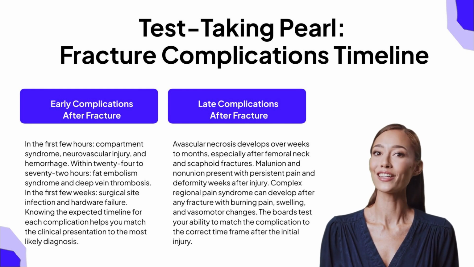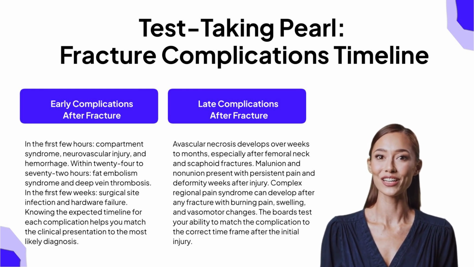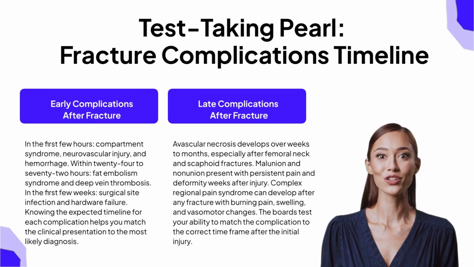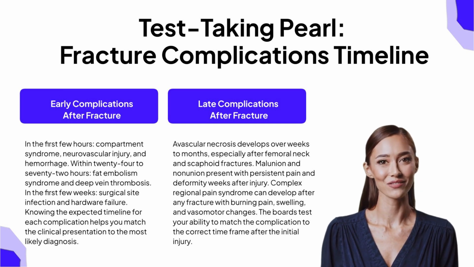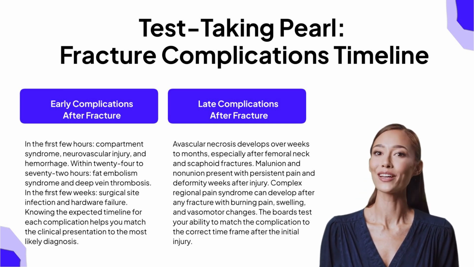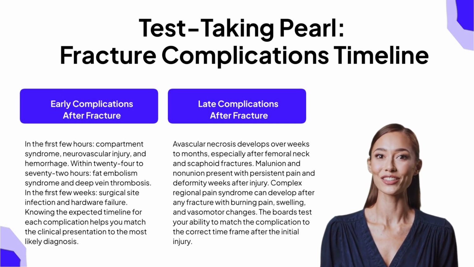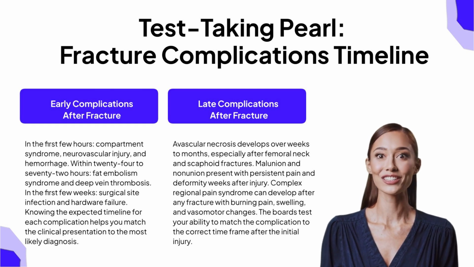For late complications developing over weeks to months, think avascular necrosis, especially after femoral neck and scaphoid fractures. Malunion and non-union present with persistent pain and deformity. Complex regional pain syndrome can develop after any fracture with burning pain, swelling, and vasomotor changes. When you see a board question about a fracture complication, the timing in the question stem is often the single biggest clue to the correct answer. Train yourself to look at the time frame first, then match it to the complication.